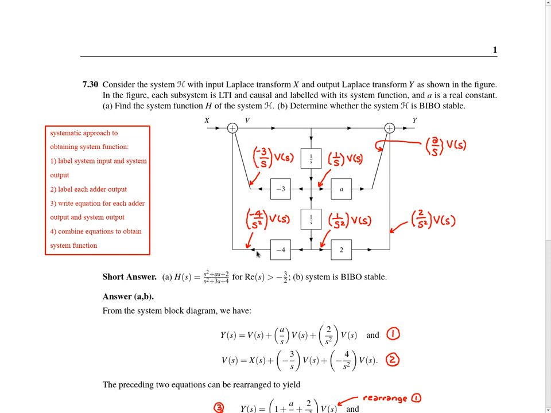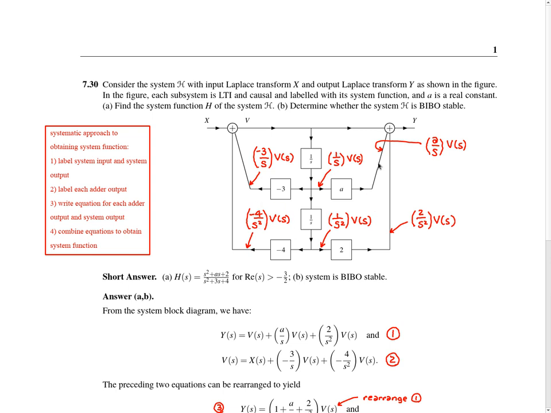Now let's consider this signal at this point in the block diagram. This signal is the output of an LTI system with system function minus 4, and the input to this LTI system is given by this formula here that we computed previously. Therefore, the output of this system will be the product of this formula here, which is the input to the system, and the system function minus 4, which gives us this formula here.